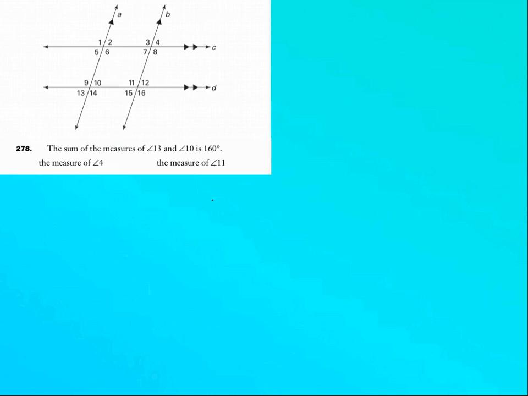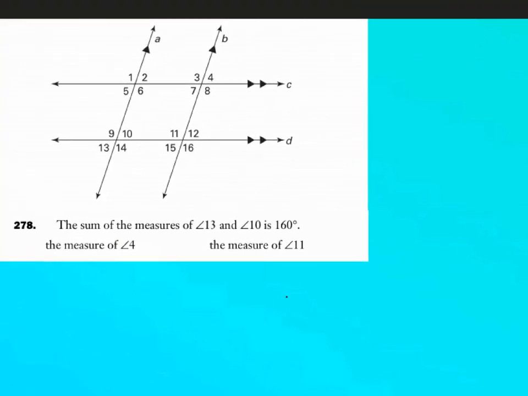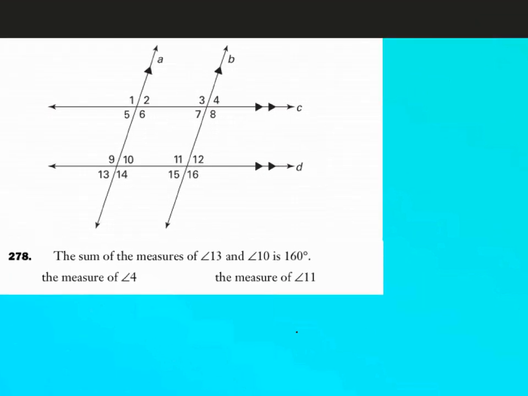Now, we have the sum of the measure of angle 13 and angle 10. If I look at 13, 13 is this and 10 is this. These are vertically opposite angles, which we know are equal. So if the sum is 160, it actually means these are 80 each. 160 divided by 2 is 80, right? So that's 80 each.